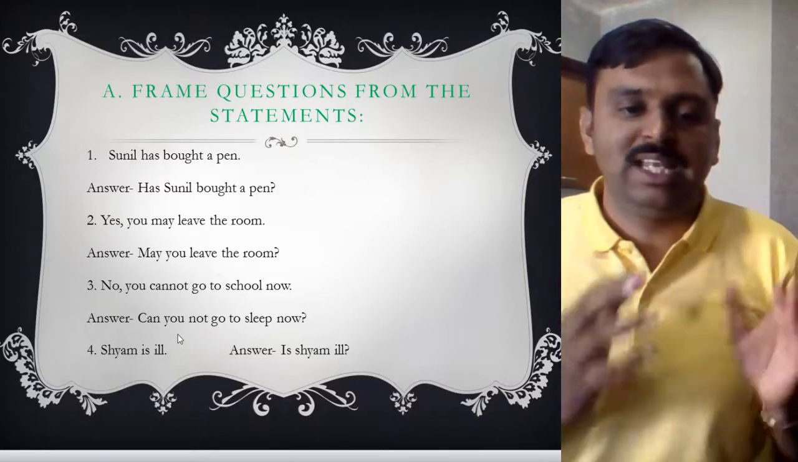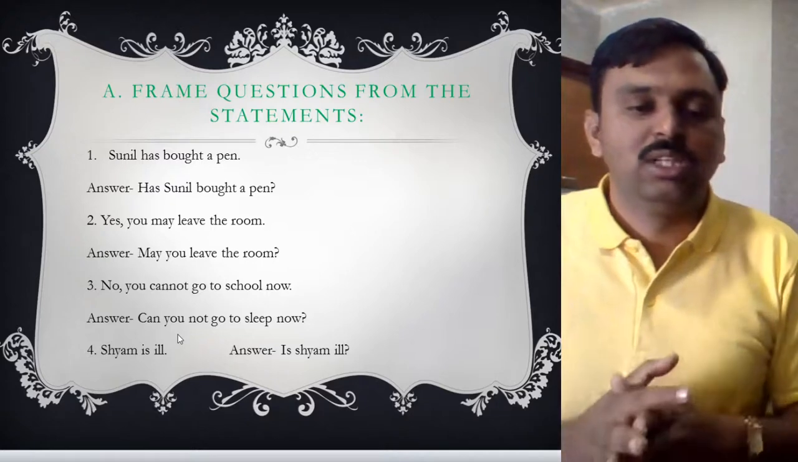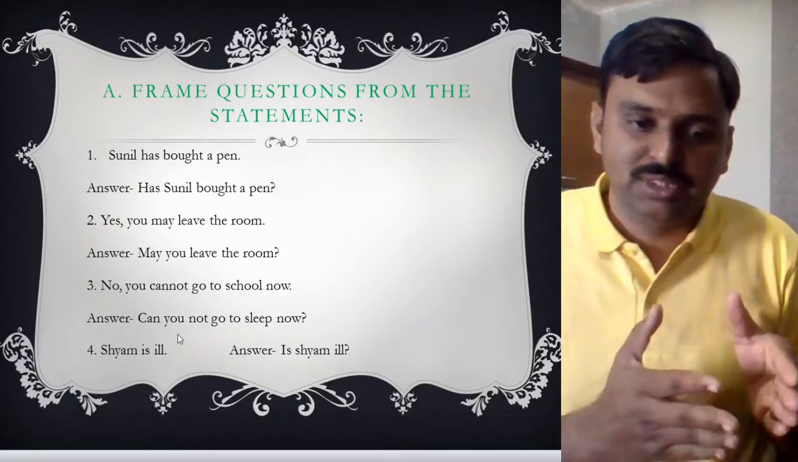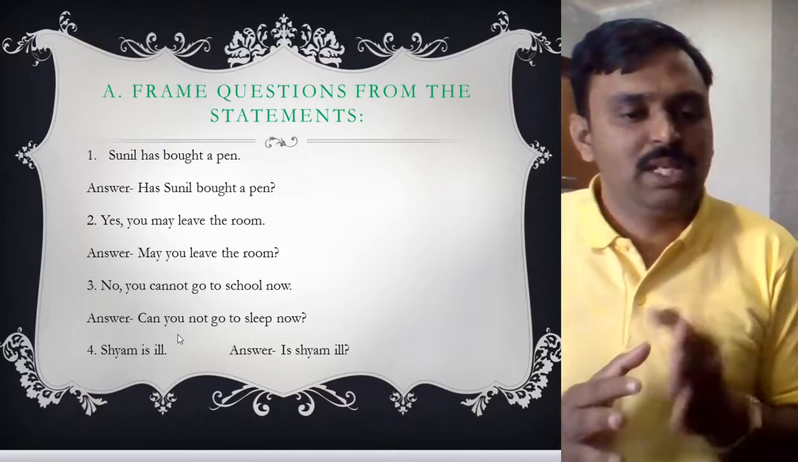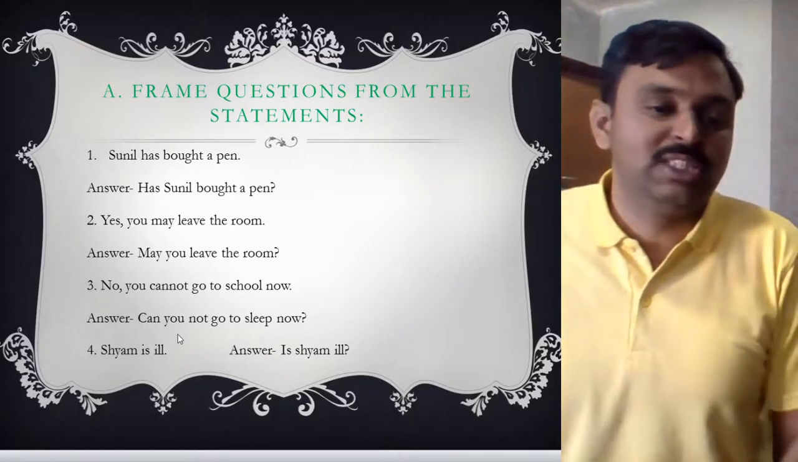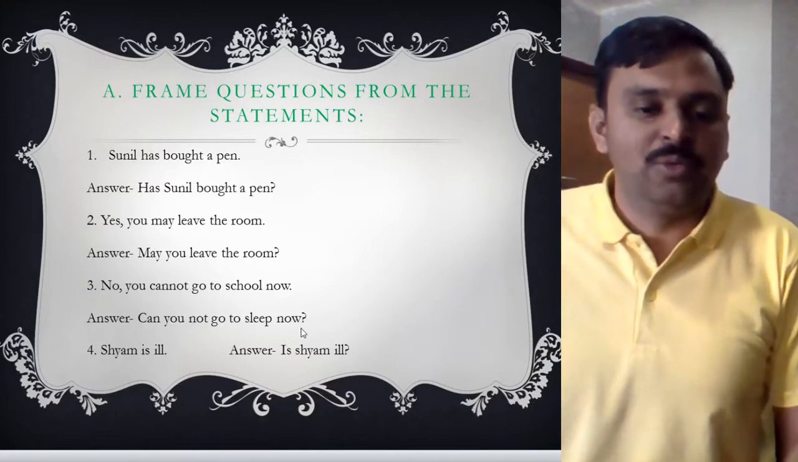Are you getting it? Like, can I not, should I not, must I not. So we have to use the first auxiliary verb, then the subject, he, she, it, you, whatever, and after that, not. So the question becomes in this form, like, can you not go to sleep now?